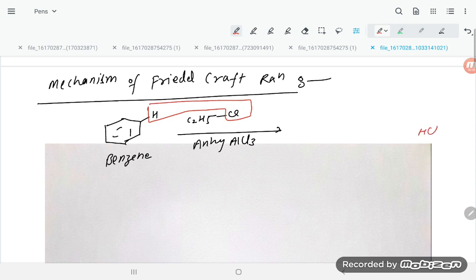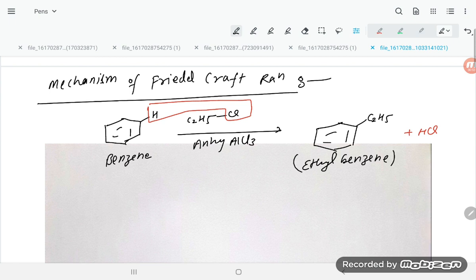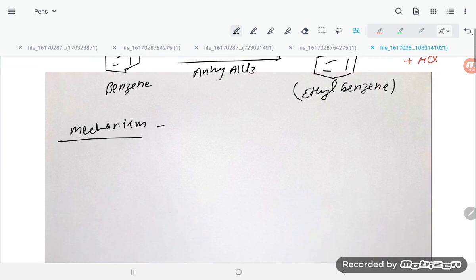So HCl is getting released, and the product you are going to get here is benzene with C2H5 attached. This is nothing but ethyl benzene. Now we are going to understand the mechanism of it. When you talk about the mechanism, it involves 3 steps.